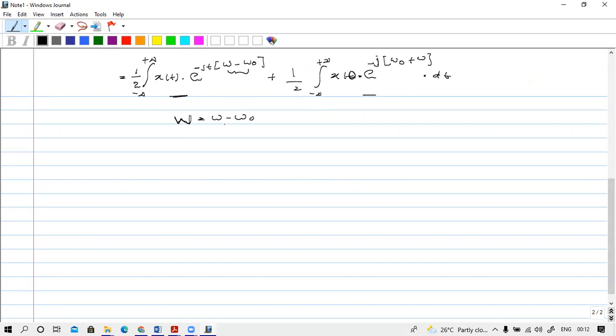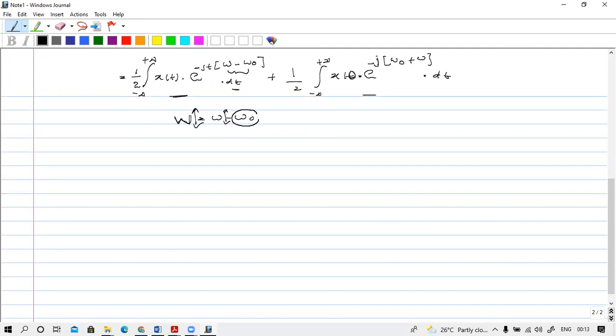Okay, so you can see that this omega is a variable. This t is also a variable, but this integration is with respect to t, so we can consider this omega as a constant. Anyway, this omega is actually a variable. If this omega is varying, this W is also varying. This omega varies from minus infinity to plus infinity, and this W also varies from minus infinity to plus infinity, but with a little shift.